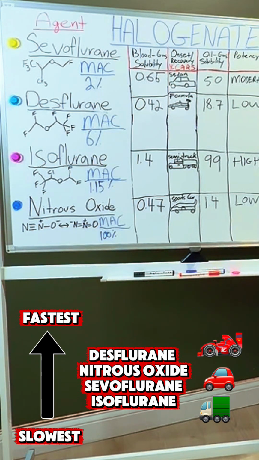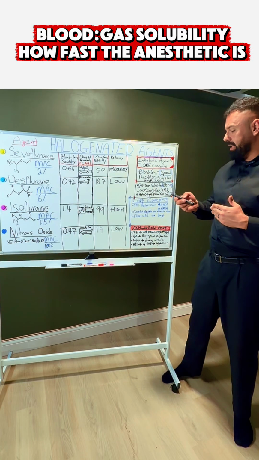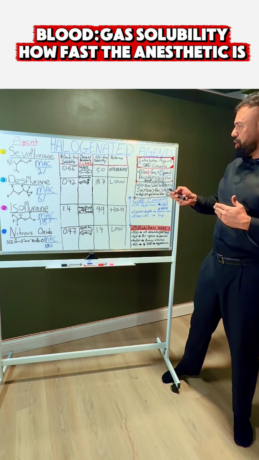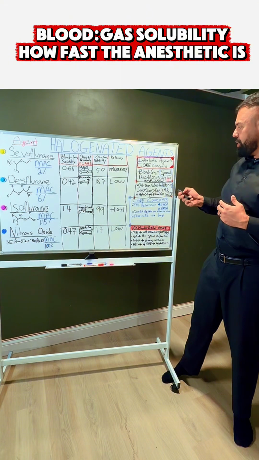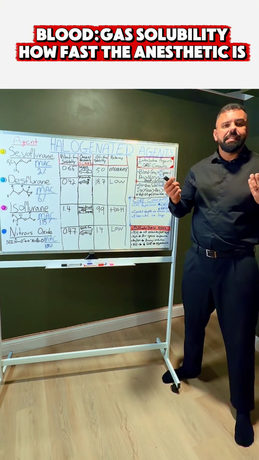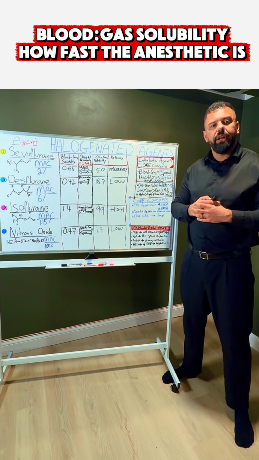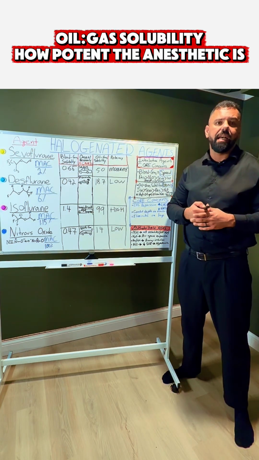And then we have nitrous oxide. It's also very fast, but it behaves a little differently because it's not a very potent anesthetic by itself. And usually we have to use other adjuncts with it or in combination with the other agents, sevoflurane, desflurane, or isoflurane. And we're going to cover that a little bit later on. So again, the takeaway of all of this: blood gas solubility tells you how fast the anesthetic is. So again, you have your speed here. You have desflurane, the fastest. Then you have your nitrous, you have your sevoflurane, and then you have your isoflurane. That's essentially it.